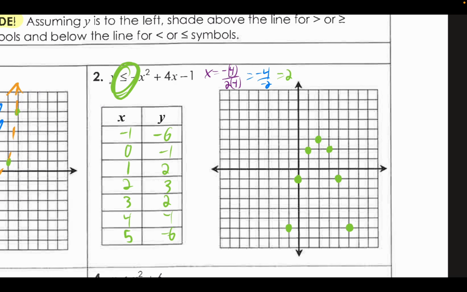This is a solid line since it's or equal to. And then we're going to shade below because these y values are less than it. So it also ends up kind of being inside of it in this case because it's below it.